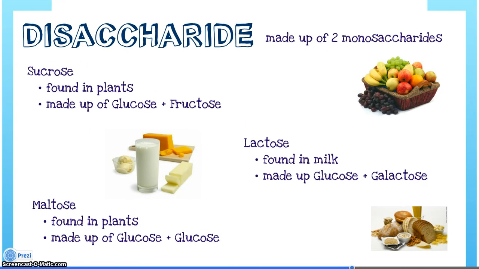The second type are disaccharides, which again are made up of two monosaccharides put together. The first is sucrose, which is found in plants, mostly fruit, which you can see in the picture. They are made up of glucose and fructose. The second is maltose, which is also found in plants and made up of glucose and glucose. The third is lactose, which is found in milk, and that's made up of glucose plus galactose.